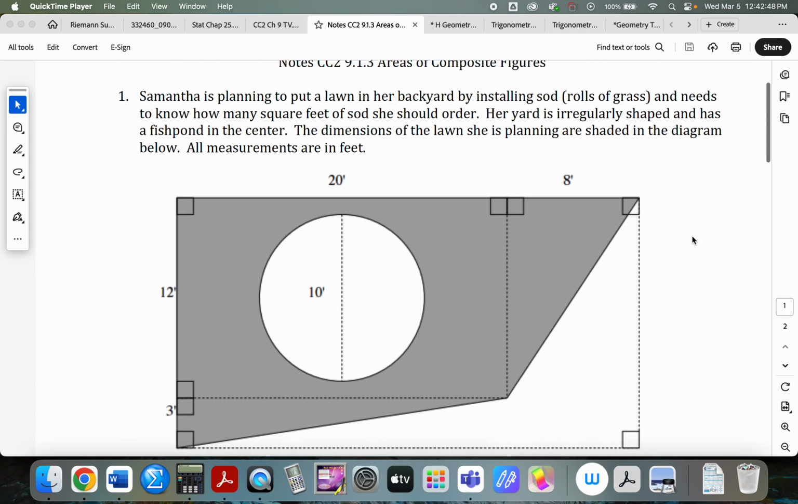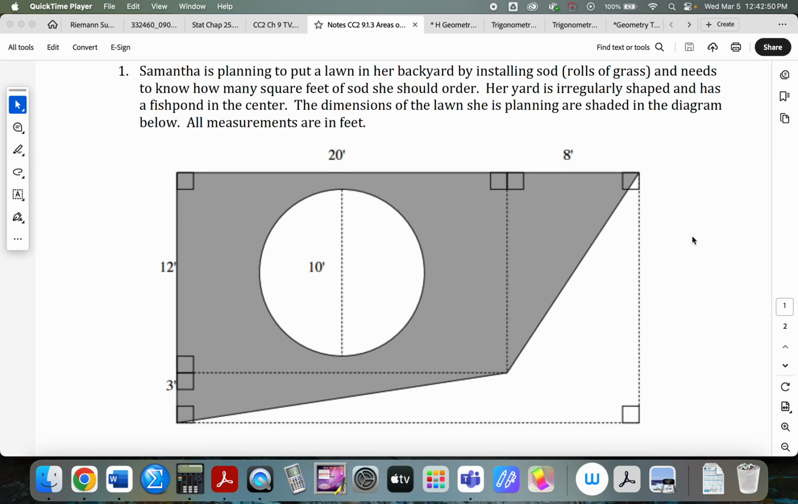All right, so today we're going to look at finding areas of composite figures. I enjoyed walking around and listening to different groups talk about how they were going to do this. Almost everyone started with the same idea, at least that I noticed. People said they were going to find the areas of these two triangles, then the area of this rectangle, add all those together, and then subtract the circle, because the circle's not part of the lawn, it's the pond.